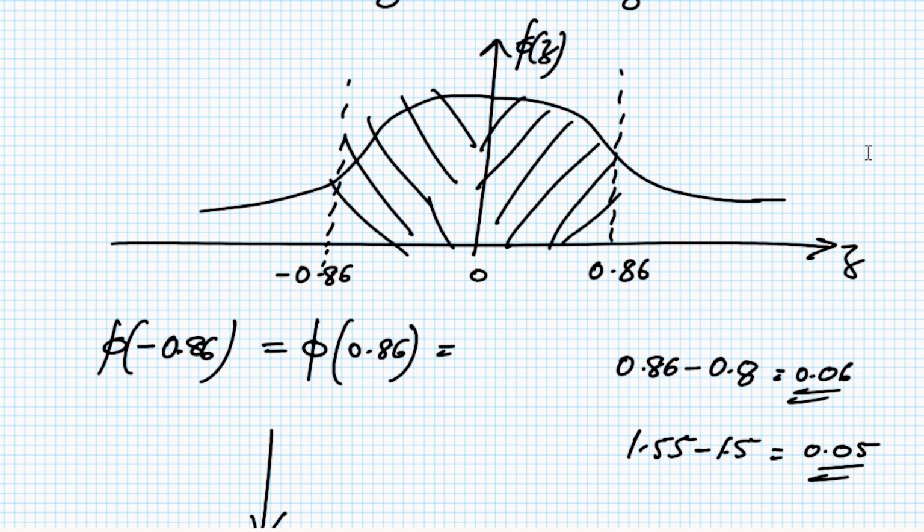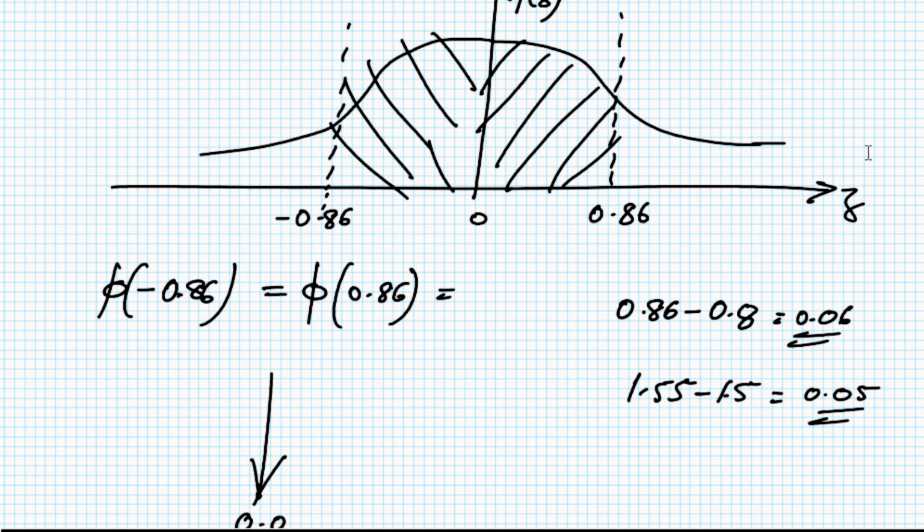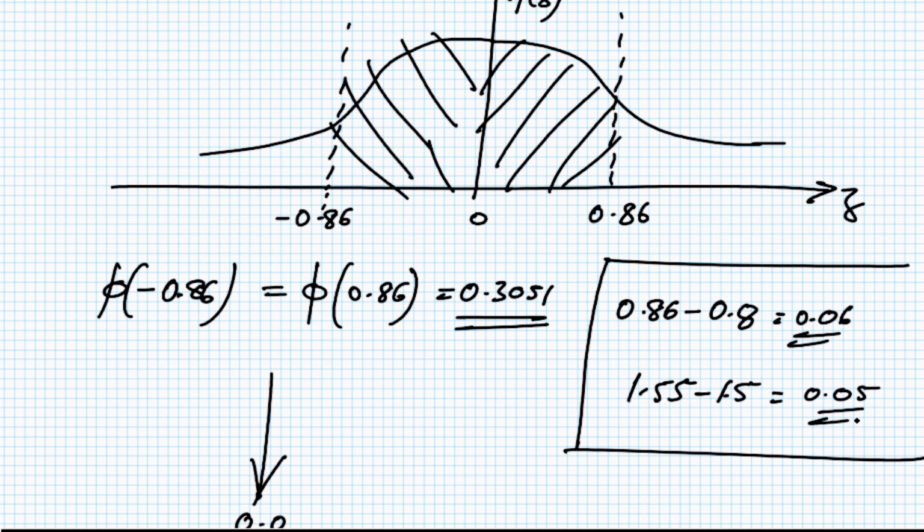From the table we can see that 0.8 and then 0.06 comes out to be 0.3051. I think I didn't write the answer here. 0.3051, that's correct. Neglect the other thing, I wrote that while answering someone's question.